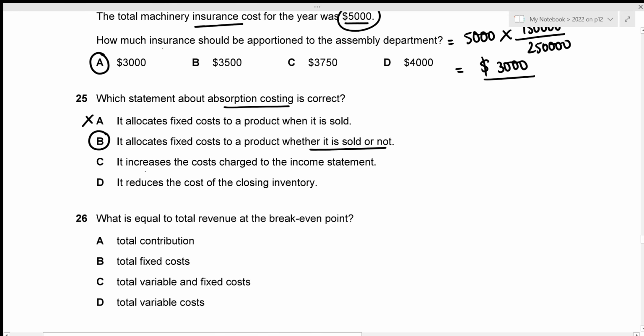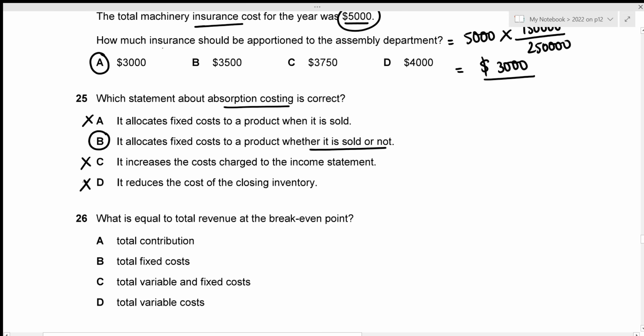The third one is it increases the cost charged to the income statement. This is not true because we treat both the variable cost as well as the fixed cost as the cost in our income statement, no matter what costing concept we are utilizing. And the last one is it reduces the cost of the closing inventory. It is again not true because we are allocating the fixed cost to the product while including in the closing inventory, which means that it brings the cost up rather than reducing it.